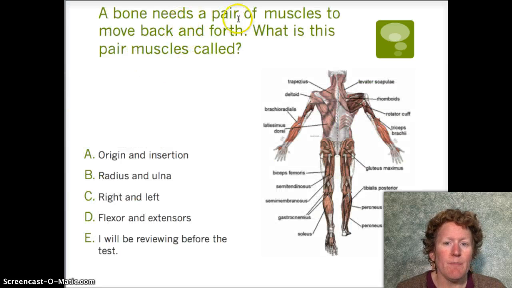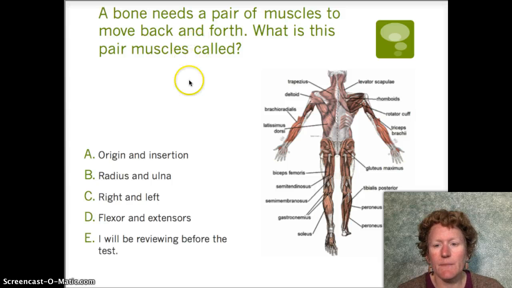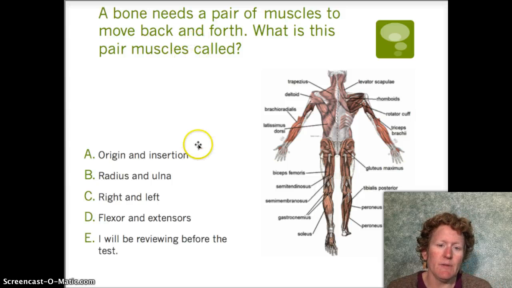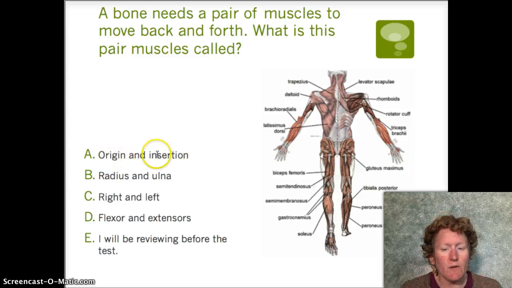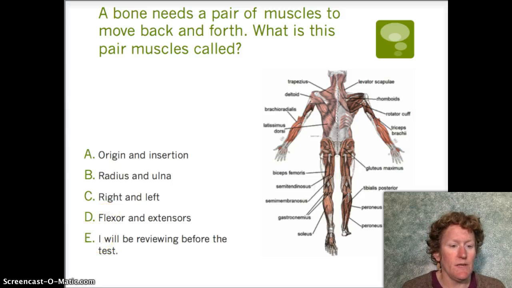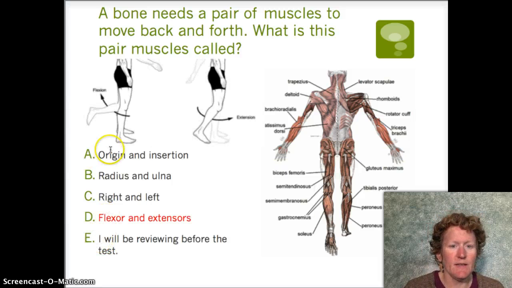A bone needs a pair of muscles to move back and forth. What is this pair called? Well, let's go through the possible answers. Origin and insertion are the places where the muscle attaches, so that's not a good option. Radius and ulna, those are two bones. Right and left, those aren't muscles. Flexor and extensors are a pair of muscles that move your bones. And if you didn't know, you better choose E. You'll be reviewing for the test.